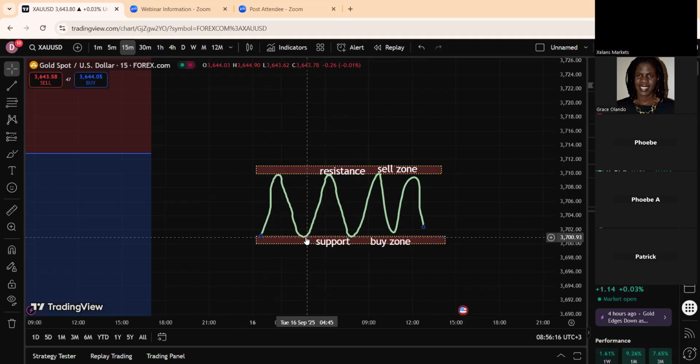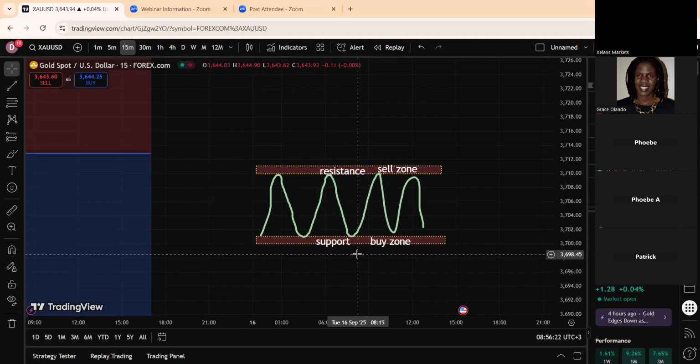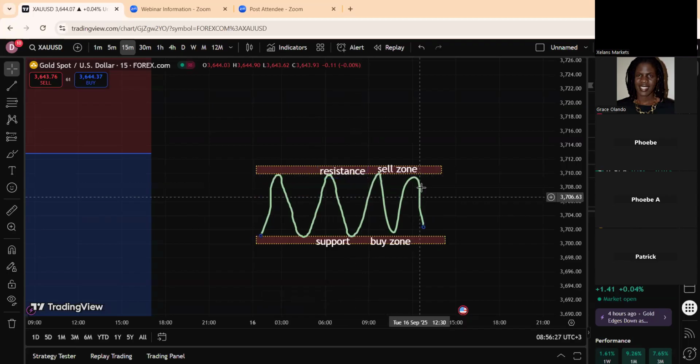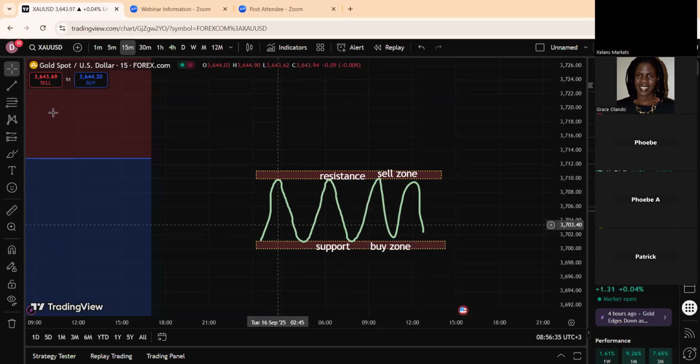So you can take a trade based on this support and resistance only. You can say, me, I'm just waiting for the market to get to my support so that I can buy. Wait for the market to hit your resistance so that you can do what? You can sell. So that's why we are saying support and resistance. And that's the reason why I'm saying this resistance is your sell zone and the support is your buy zone.